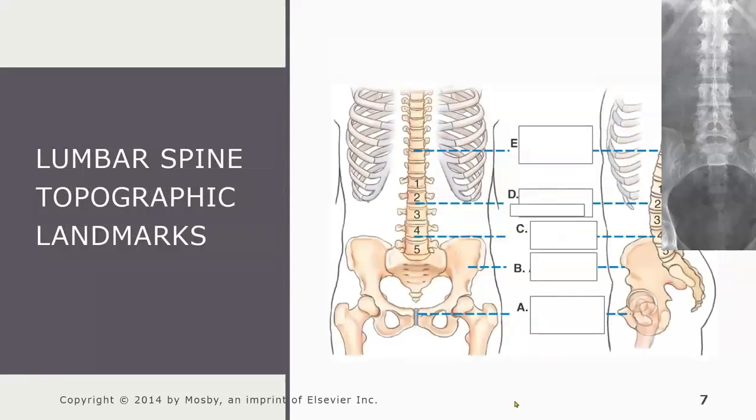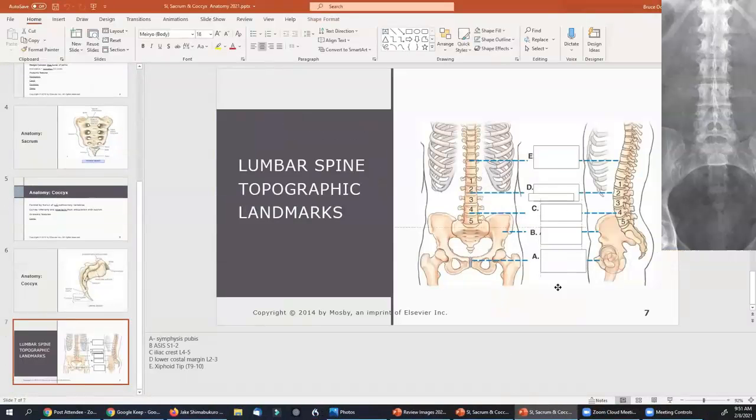Okay. That was anatomy, but let's go over some of our landmarks, if we remember. Do we remember A? Pubic symphysis. Okay. B? ASIS, correct. At what level? S1, S2. I think it's S2, 3, isn't it? You may be correct. Let me check. Pretty sure it's S1, S2. Yeah, S1, S2, you're correct.